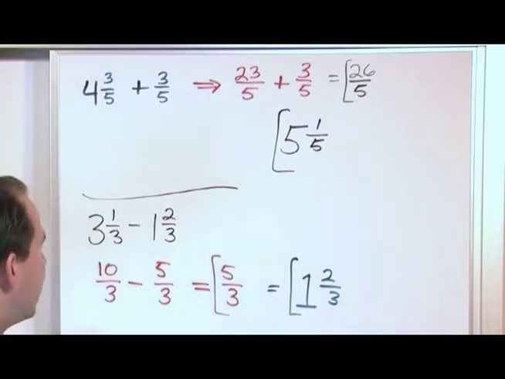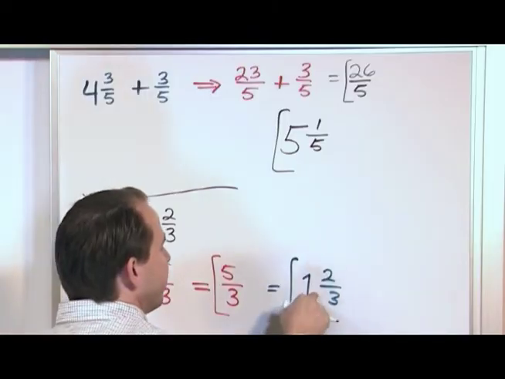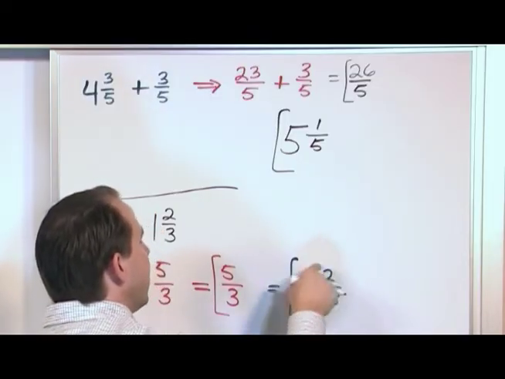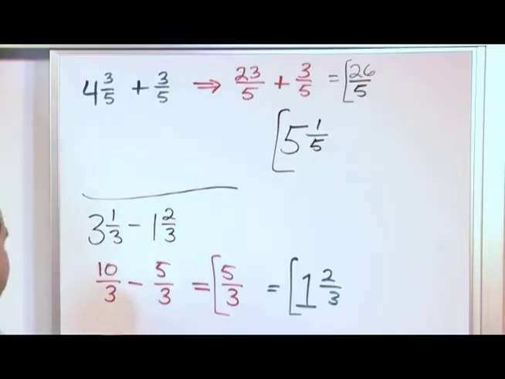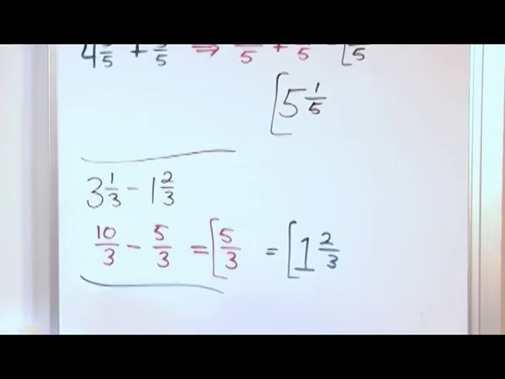And if you're unsure if you've done that right, just check it. 1 times 3 is 3, plus 2 is 5, 5/3, and you've gotten the right answer. Okay, this will be our final problem.